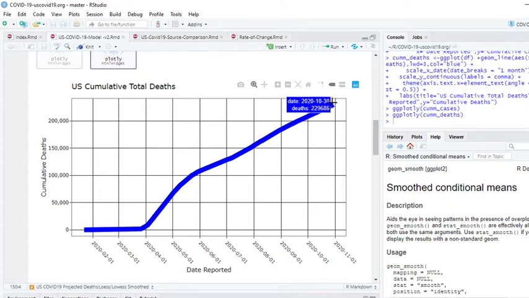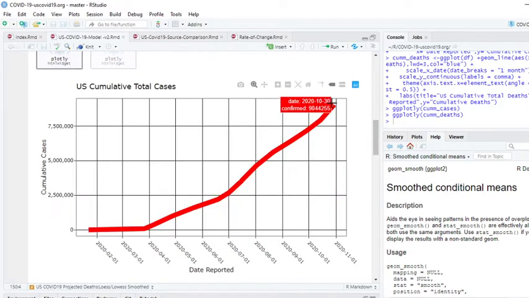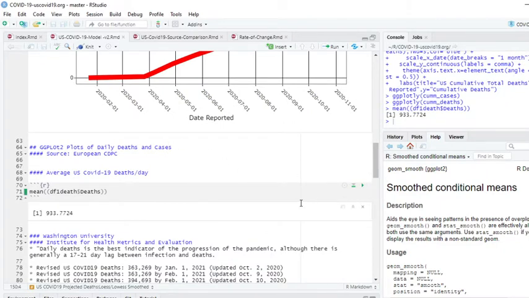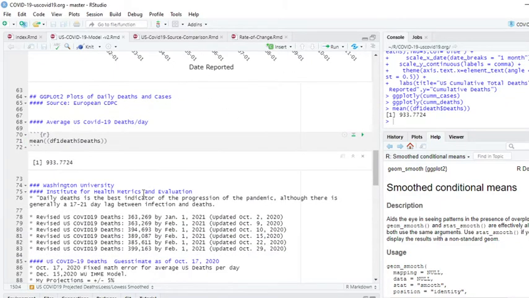Okay, 229,686 deaths. Cases as of October 30th, 9,442,000. Okay, now the question is, what's the current average number of deaths per day in America? 933.7 or 934 deaths per day.